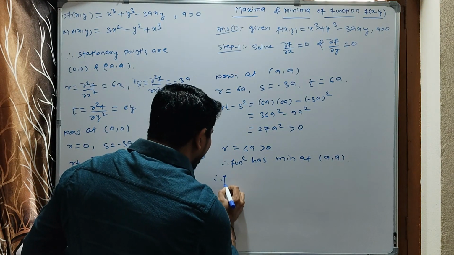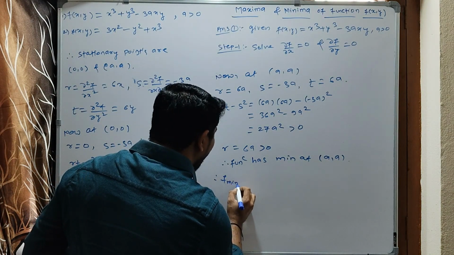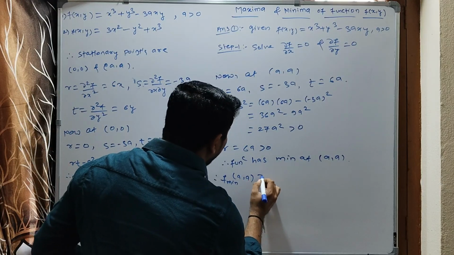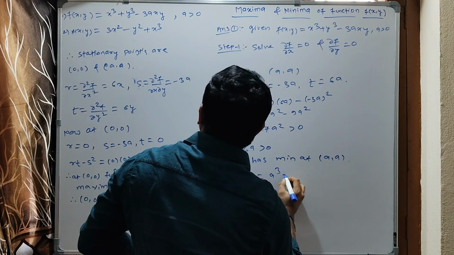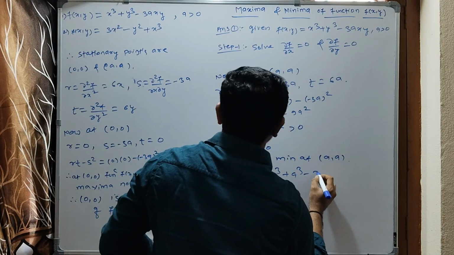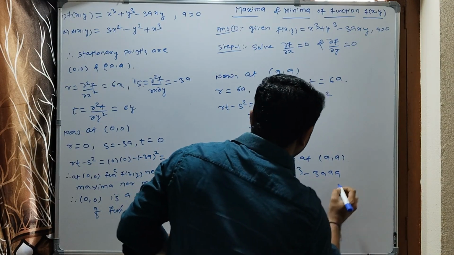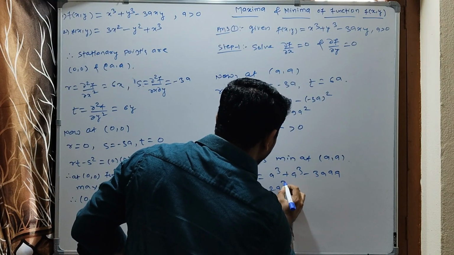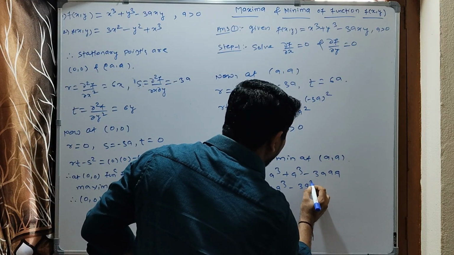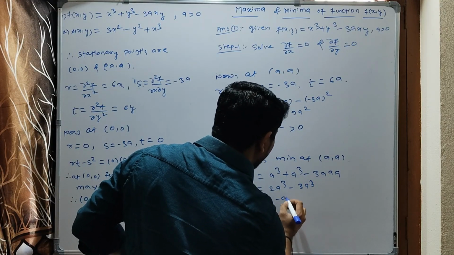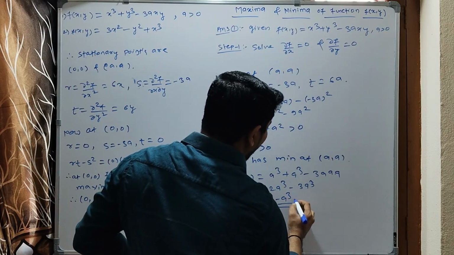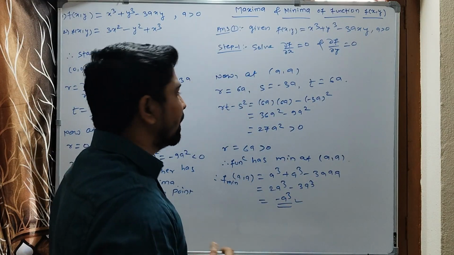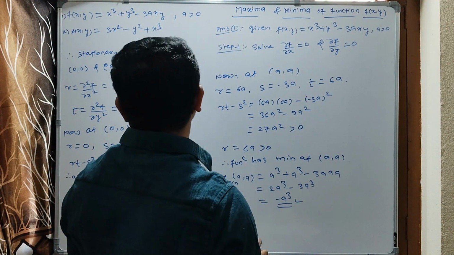Therefore the minimum value of f at (a, a) equals, just put a cube plus a cube minus 3a into a, which is equal to 2 times a cube minus 3 times a cube, which is equal to minus a cube. So this is the minimum value of my function at (a, a). In this way you can solve this example.